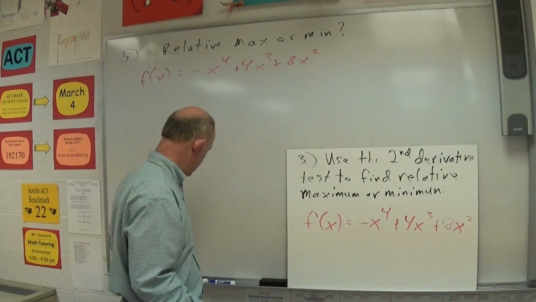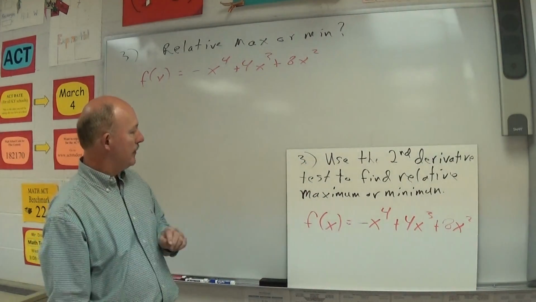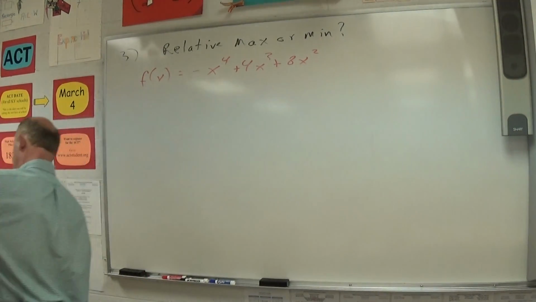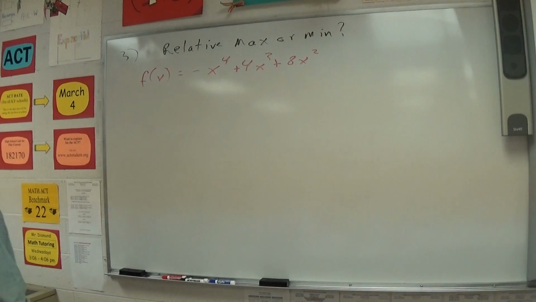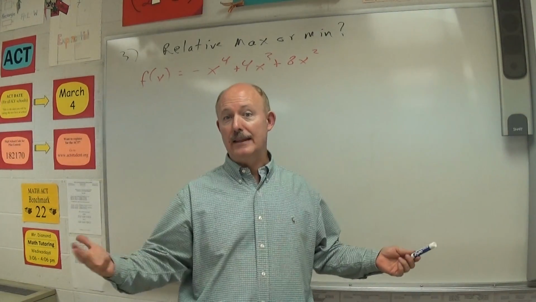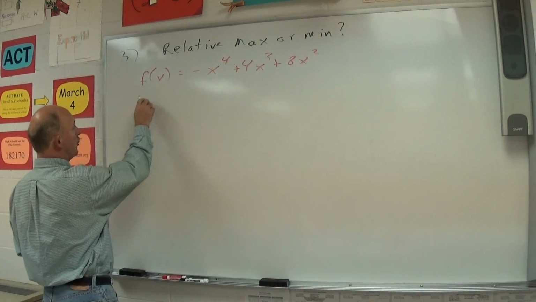All right. Now, once again, we're going to use the second derivative test here. Let's see if we get any relative max or min. So to get started, let's go and find the first derivative and the second derivative. So our first derivative, this is a little polynomial.